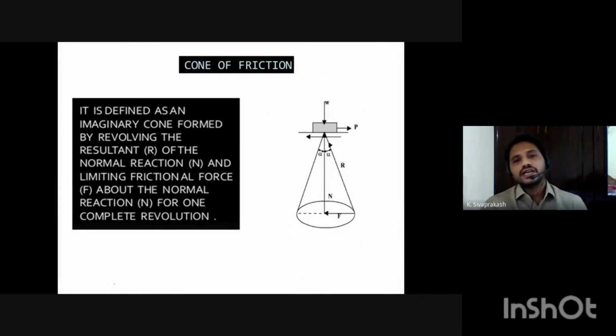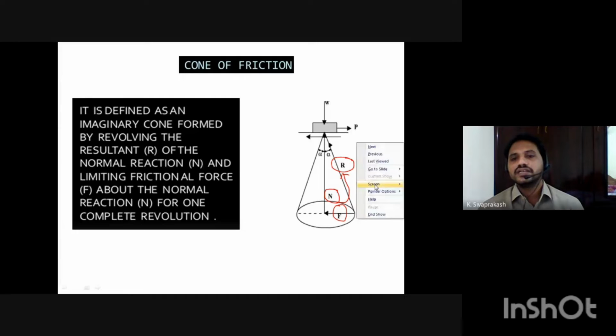At last, the last part is the cone of friction. So what do we mean by cone friction here? We are imagining a cone formed by revolving the resultant of the normal reaction and the limiting frictional force. I already explained earlier how to get the resultant. The resultant is of two forces: the normal reaction force and the frictional force. If you combine these two forces, they are replaced with a single force, which is called a resultant.